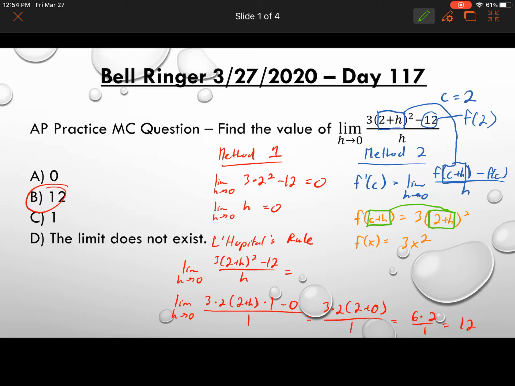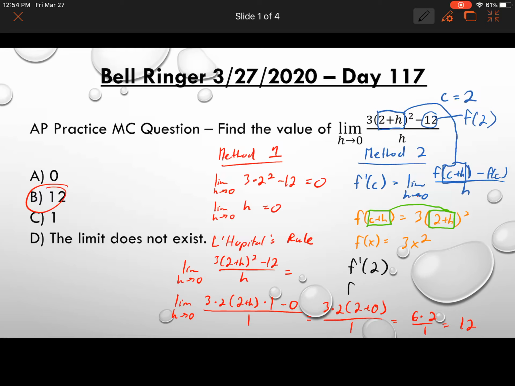So you just have to imagine, if we work backwards, if we took out the 2 plus h, or the c plus h, we would just be left with that blank space, in which case it would be an x there. So f of x is equal to 3x squared. As a result, this is the same thing as asking, given f of x is equal to 3x squared, what is f prime of 2 equal to, since our c value is 2.